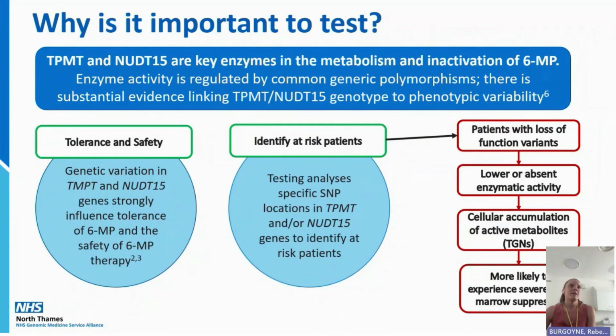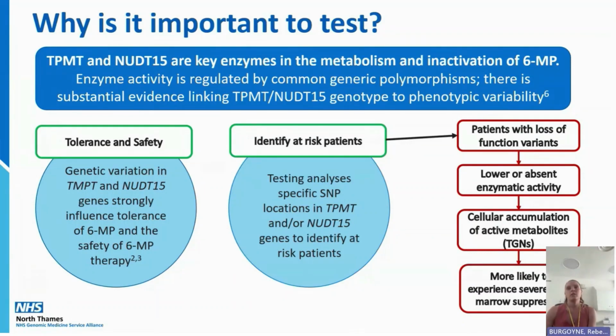Hopefully I've shown you that TPMT and NUDT15 are really important enzymes in the metabolism and, importantly, the inactivation of 6MP. Their enzyme activity is regulated by common genetic polymorphisms, and there is now substantial evidence that links TPMT and NUDT15 genotype to phenotypic variability. So this is about tolerance and safety. Genetic variation in TPMT and NUDT15 genes will strongly influence the tolerance of 6MP and therefore the safety of 6MP therapy for the patients. What the testing allows us to do, by analysing the specific SNP locations in these genes, is to identify those patients that are at risk.